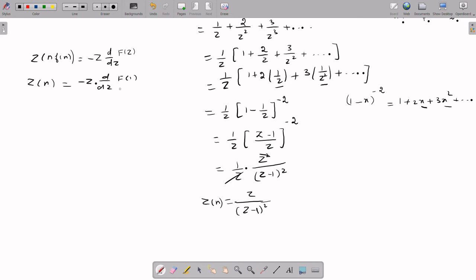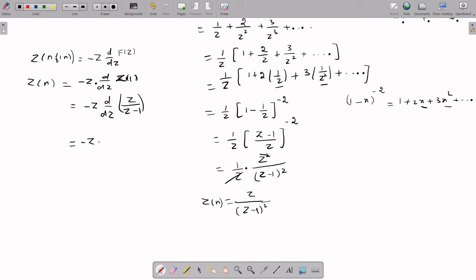Z transform of 1 we have to write it. So we have that is z transform of the function 1. We have to write like this, minus z into d by dz of, what is z transform of 1? Z by z minus 1, isn't it? Z transform of 1 is, we already proved that. You have to remember these results. Z transform of 1 is z by z minus 1.